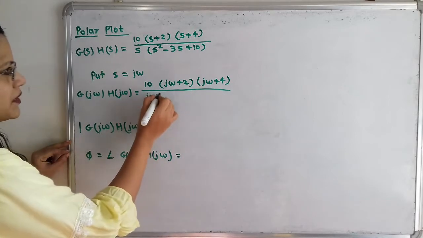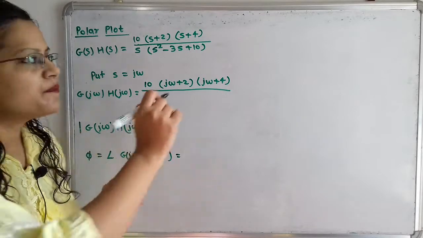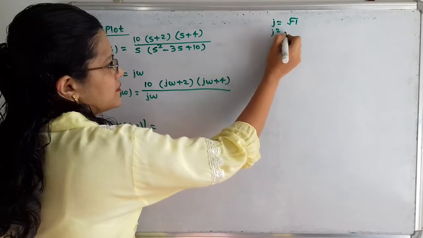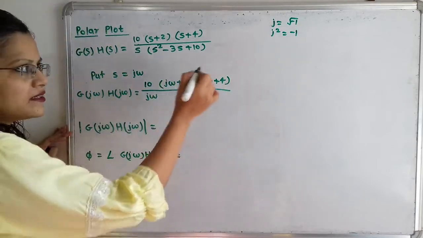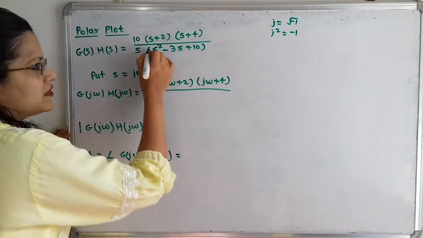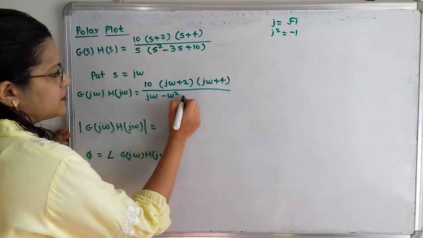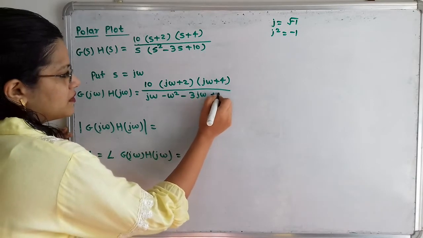s, that is j omega. Now here s square, that is j square omega square. Now we know that j is equal to under root of minus 1. So j square is equal to minus 1. So here I will take minus 1 omega square. Instead of j square I will take minus 1, that is minus omega square minus 3 j omega plus 10.